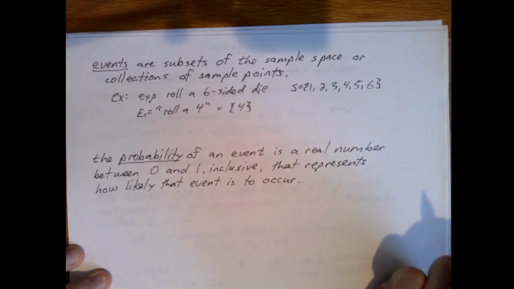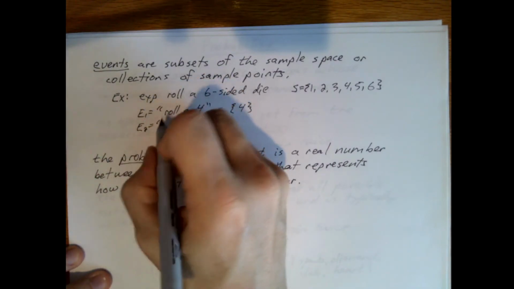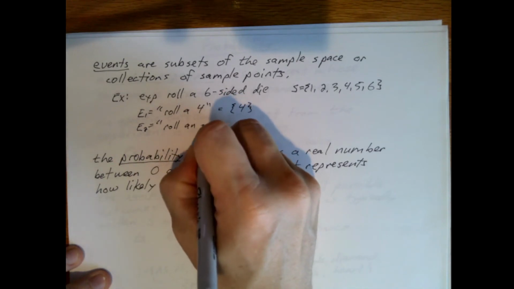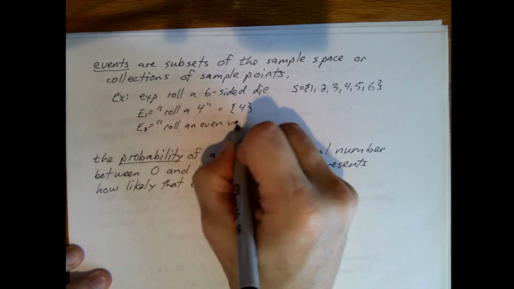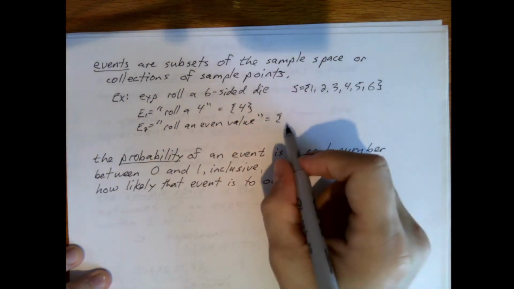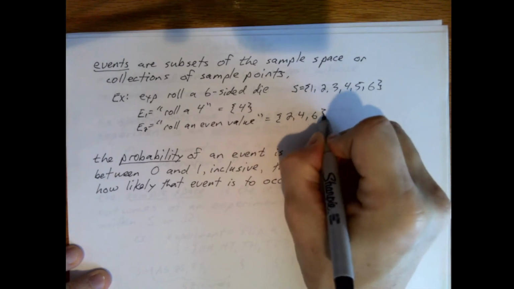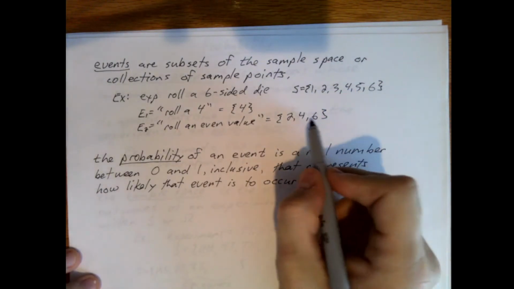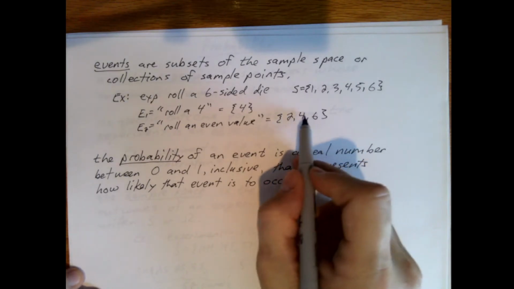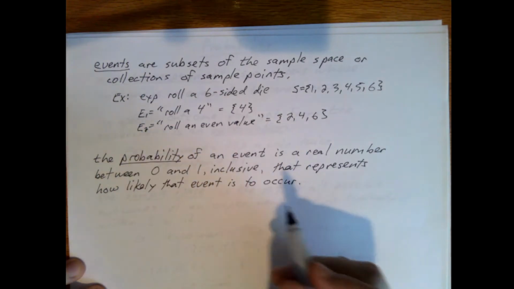Event 2 might be roll an even value. What that would consist of would be the 2, the 4, and the 6. So anything that I roll that matches one of these values, obviously it can't match all three, but any one of these would satisfy this event.